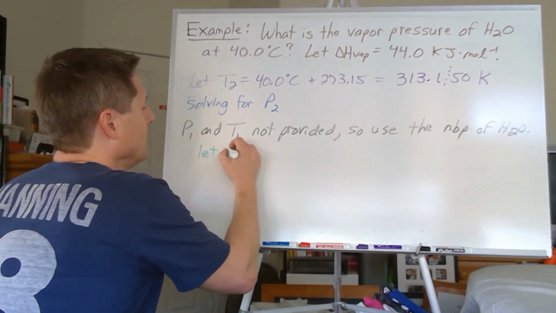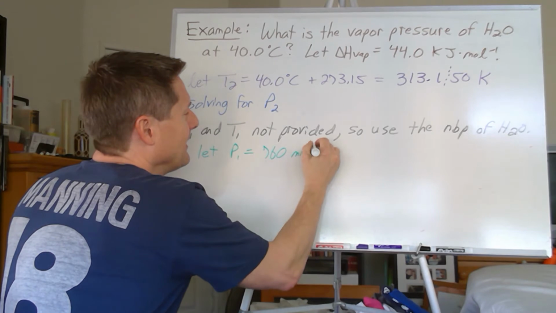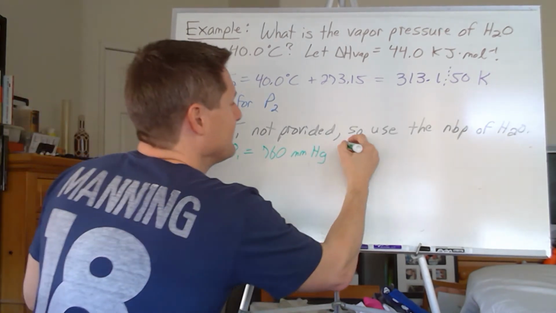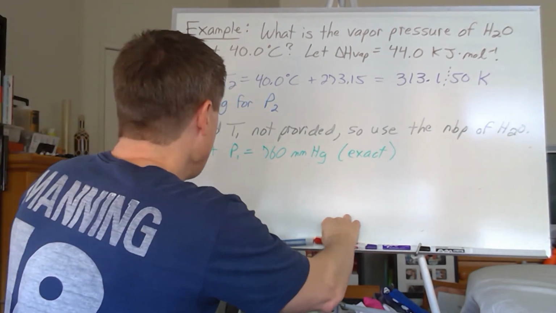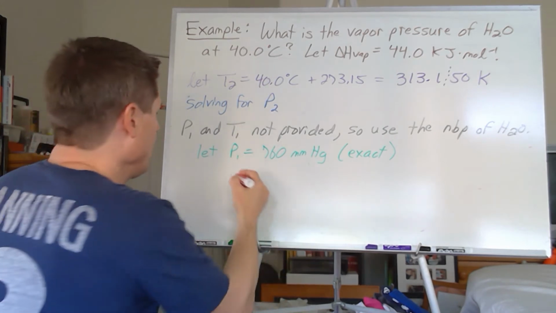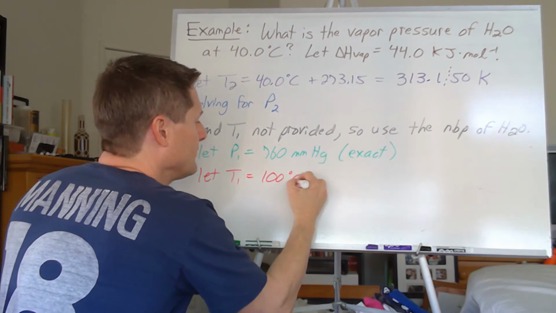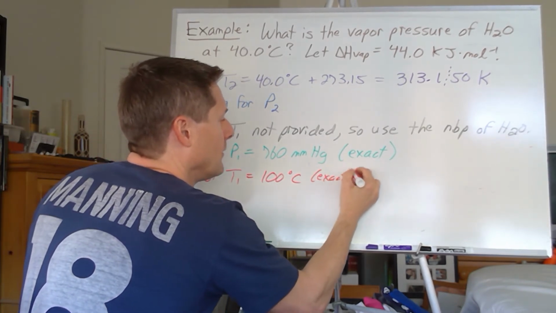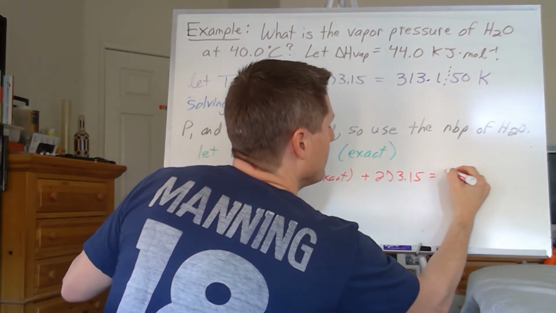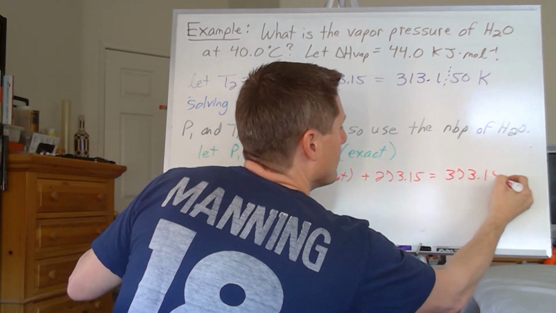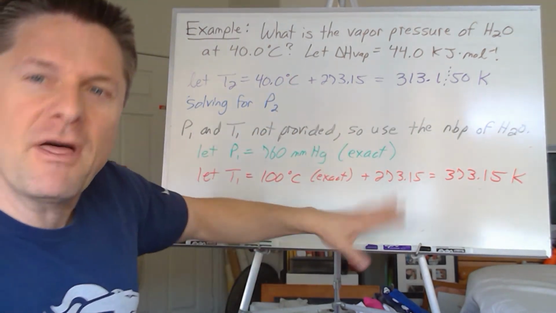So we're going to let P1 equal 760 millimeters mercury. We're going to call that exact. Or you can do 1 atmosphere there. And then we're going to let T1, that would be the normal boiling point, which would be 100 degrees Celsius. So if we add 273.15, we get 373.15 Kelvin. So this took a little bit of thought, a couple assumptions, right?